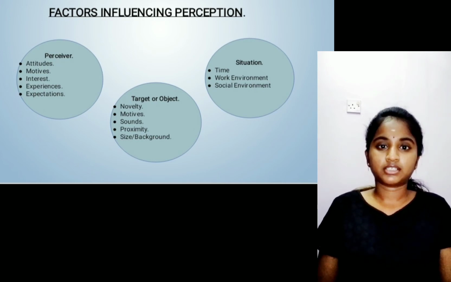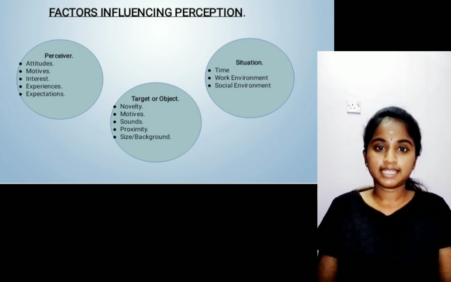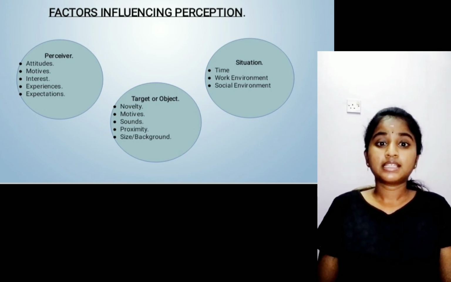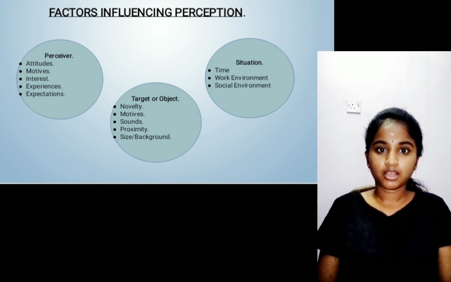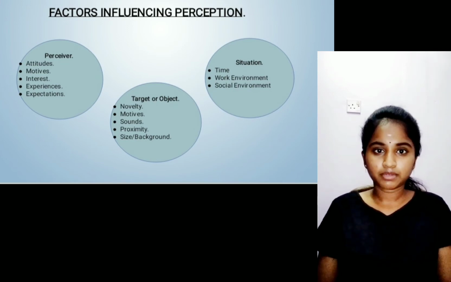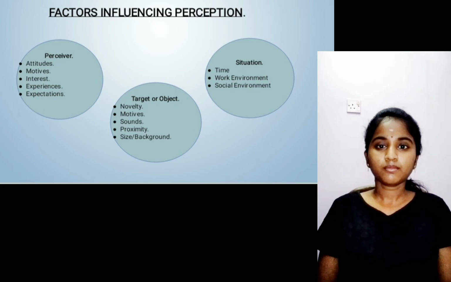The last factor influencing perception is situation. The situation could be the context in which we see the target or object or experience an event. The perceiver and the target or object remain the same, but the difference in situation changes the perception, which creates a whole different meaning.